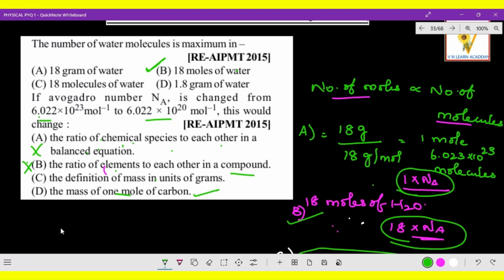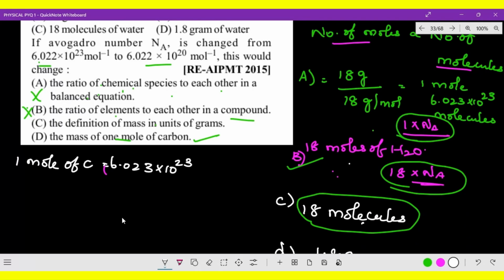So if we are calculating this point here, 1 mole of carbon is 6.023 into 10 to the power of 23, so in that, atoms will be available. In that way we can identify.